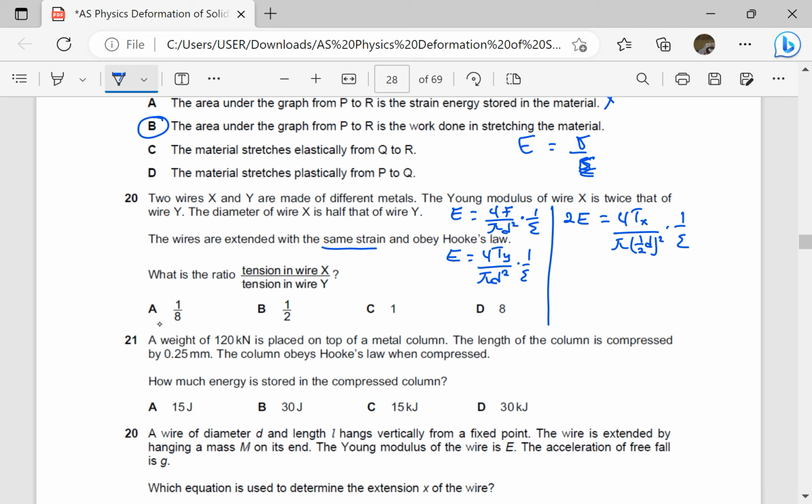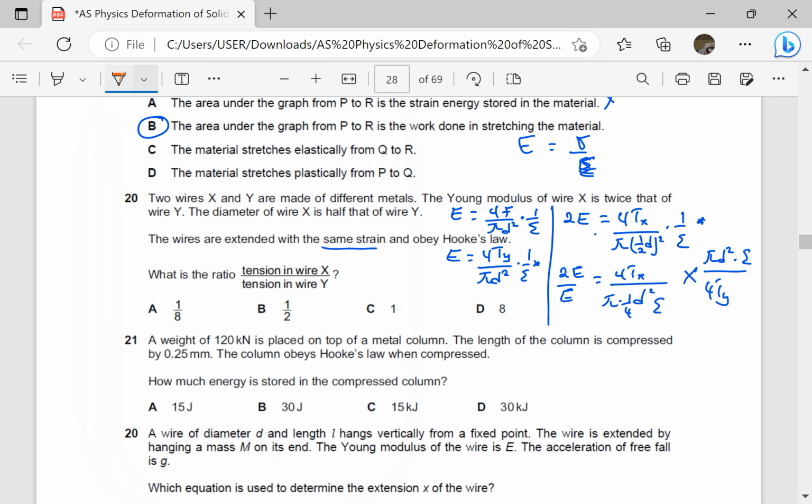So when I divide the two equations, I'll set 2E divided by E is equal to 4Tx over pi, a half squared, 1 over 2 squared is going to be 1 over 4 D squared, times epsilon. Then divide by, I will get the reciprocal, I will have pi D squared times epsilon divided by 4Ty. So I've divided this equation by this one here.